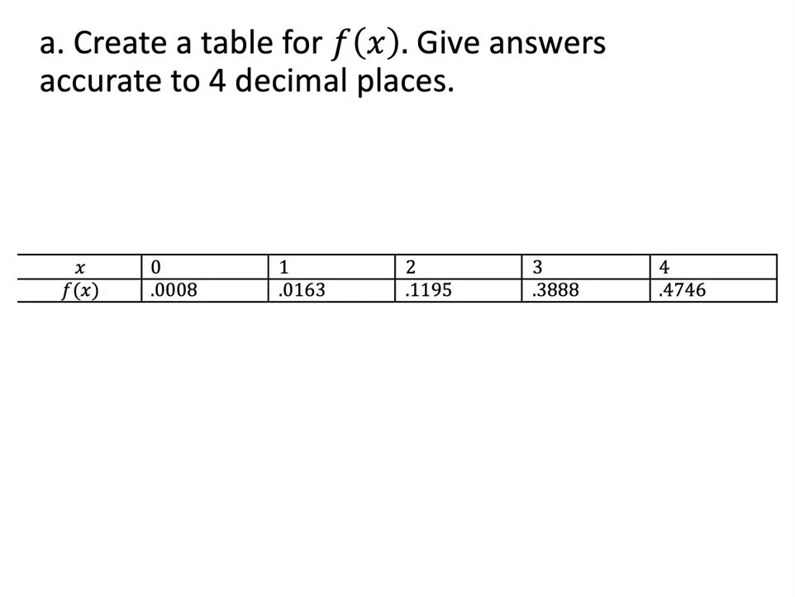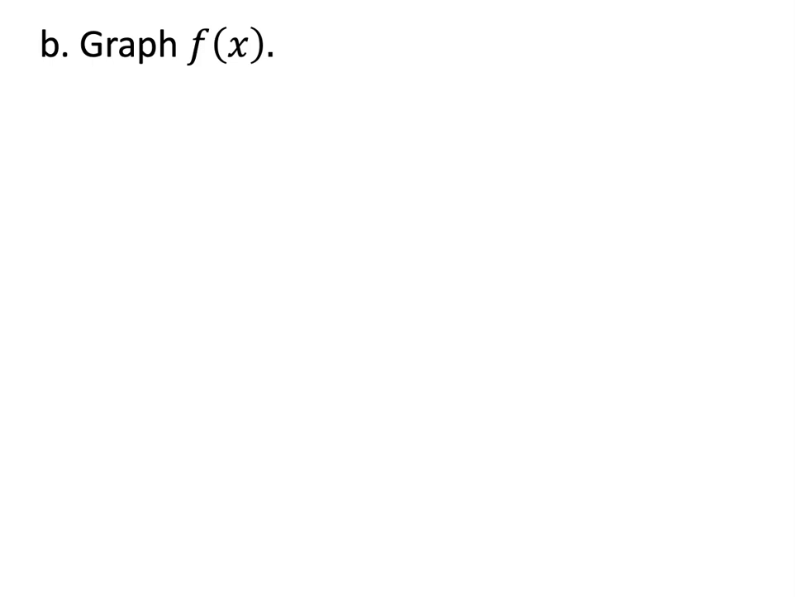If you do that for all of these, if you change x from 0 to 1 to 2 to 3 to 4, you'll end up with this. So the probability of 1 successful penalty kick is that. Probability of 2 successful penalty kicks is this. Probability of 3 successful penalty kicks is this. And notice that the player most likely makes all 4 kicks successfully. That probability is 0.4746.